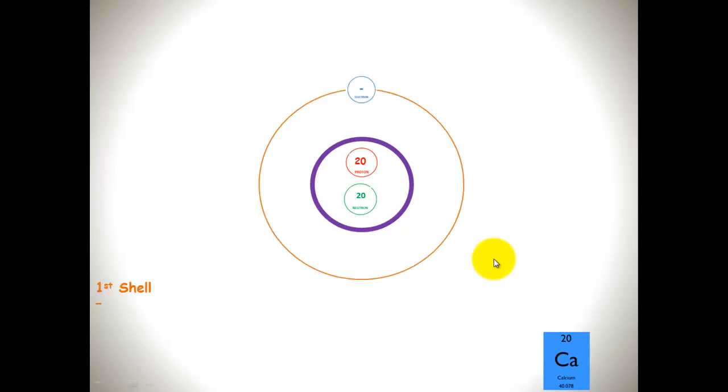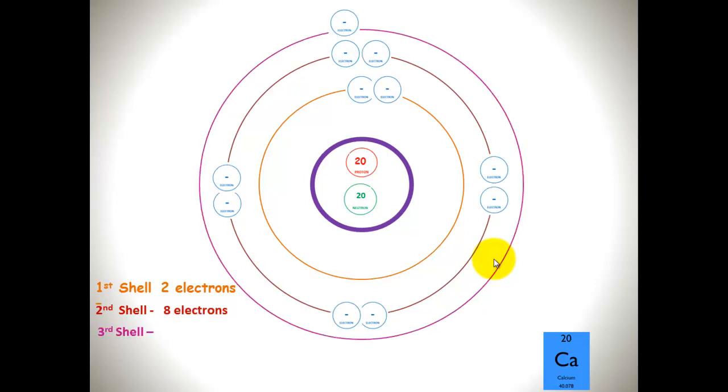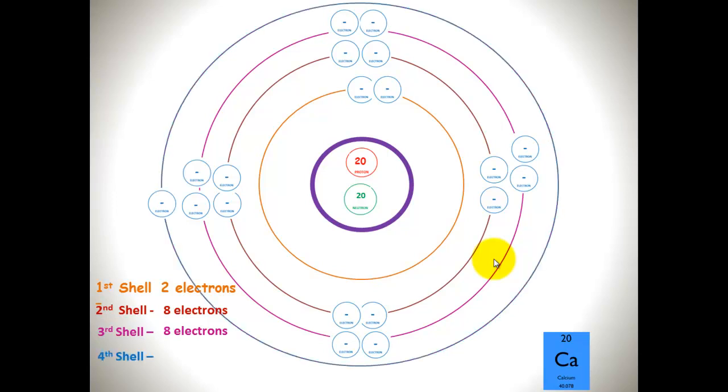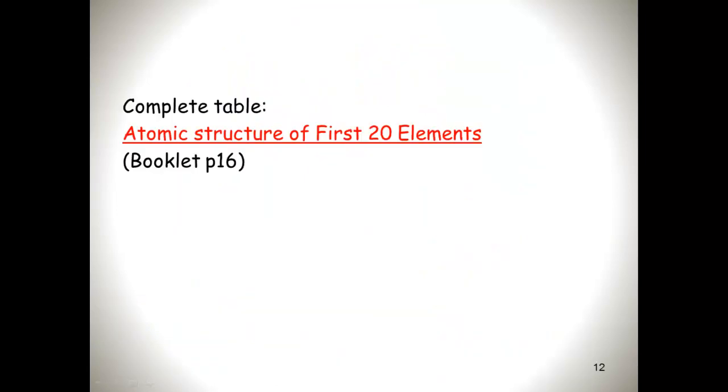And finally, we've got calcium. Based on its atomic number, we have 20 protons. We also have 20 neutrons. So, the first shell has 2 electrons, the second shell has 8 electrons, the third shell has 8 electrons, and the last shell has 2 electrons, which is our 20 electrons, so it's got the configuration 2, 8, 8, 2. Remember, the electrons closest to the nucleus are those with the lowest energy.